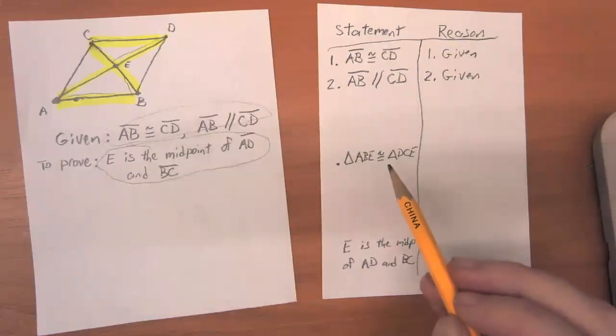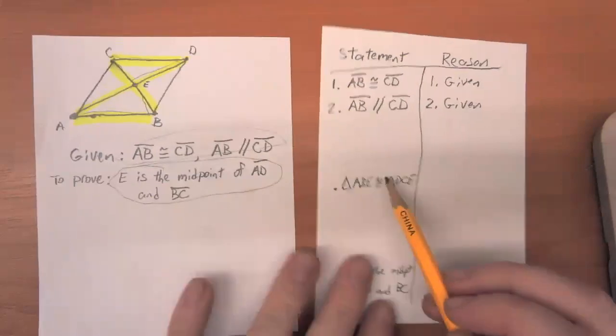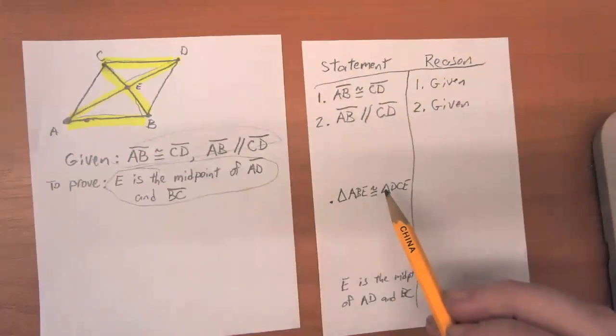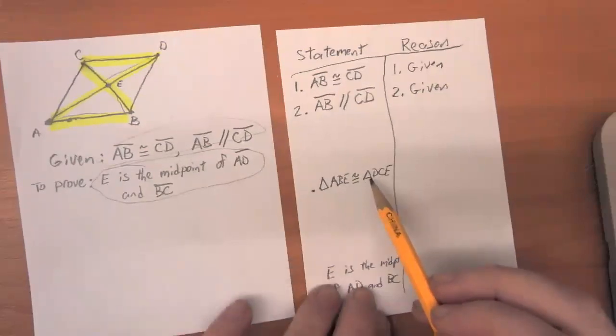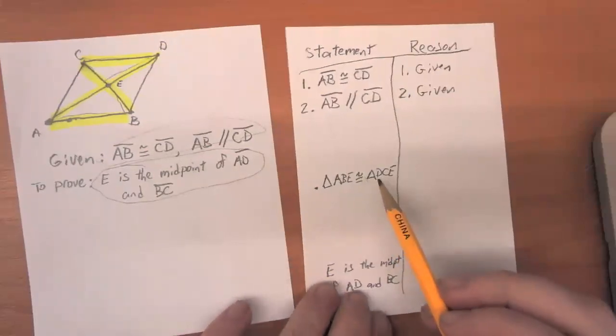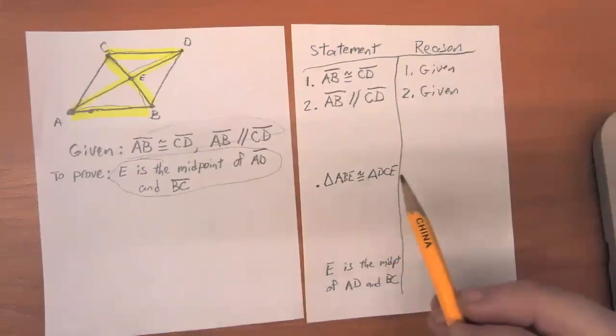But this is something that I hope you've noticed about almost all of the proofs that we've done, all of the proofs that you've seen on IXL and all of the proofs that you've seen me do. With one or two exceptions, we need to prove that two triangles are congruent to each other. That's just an enormous help to us.